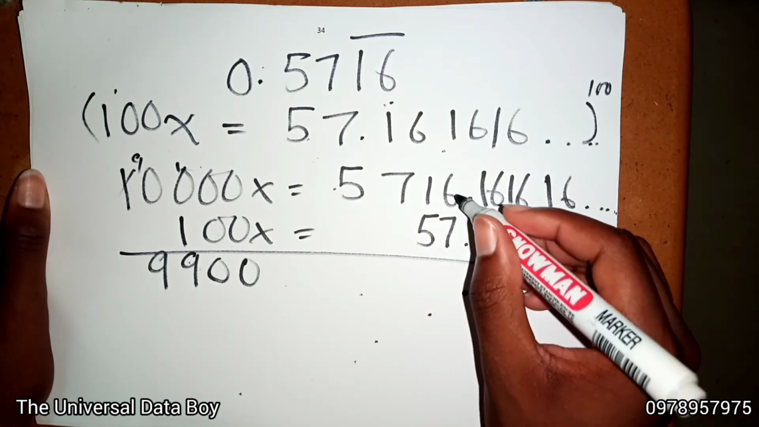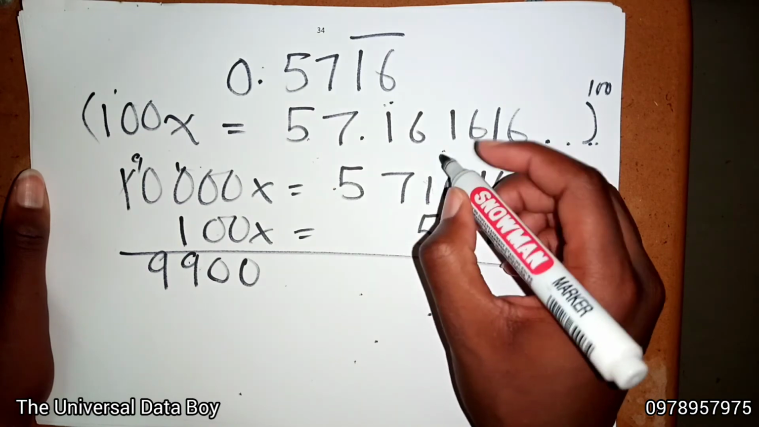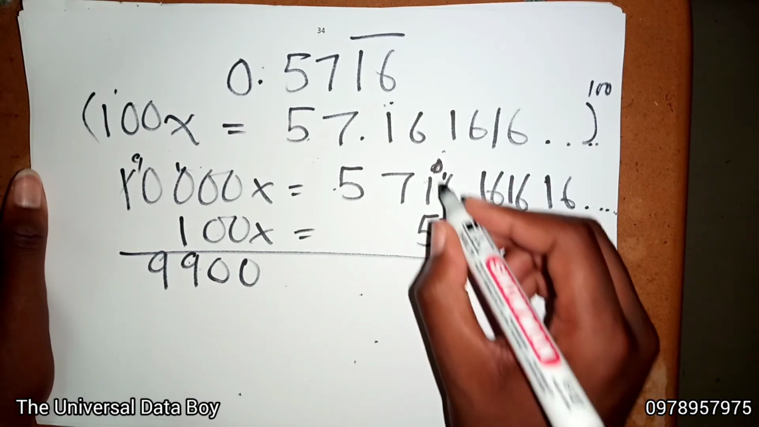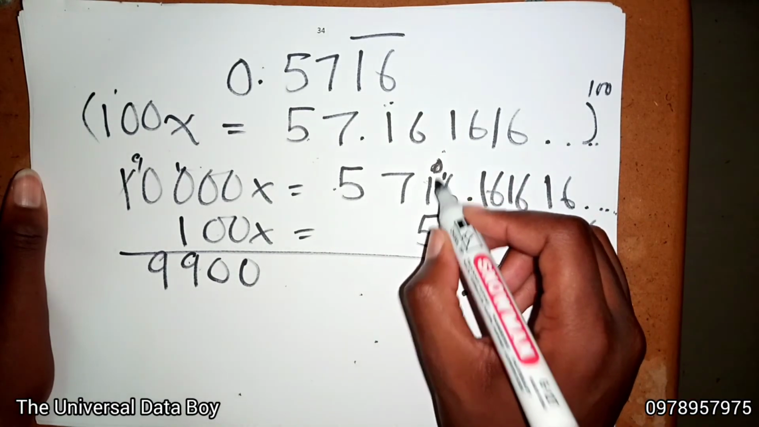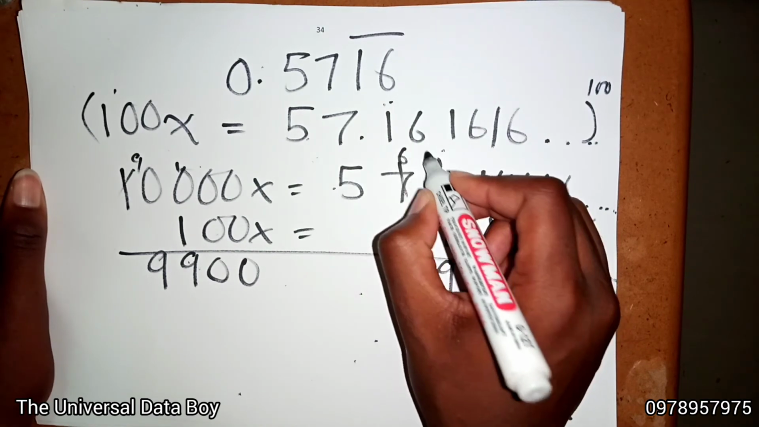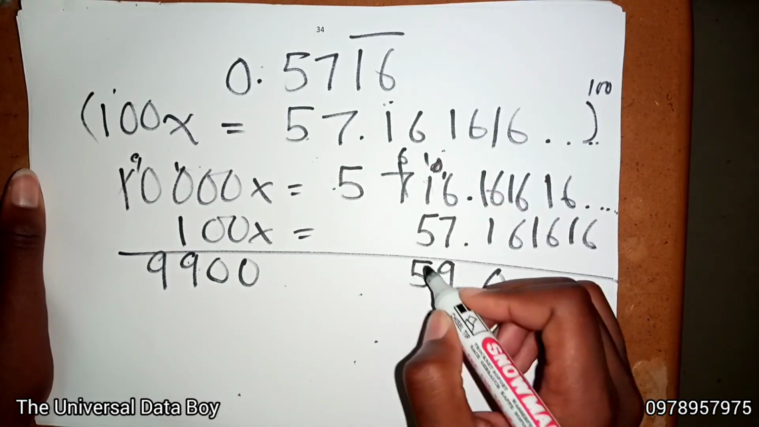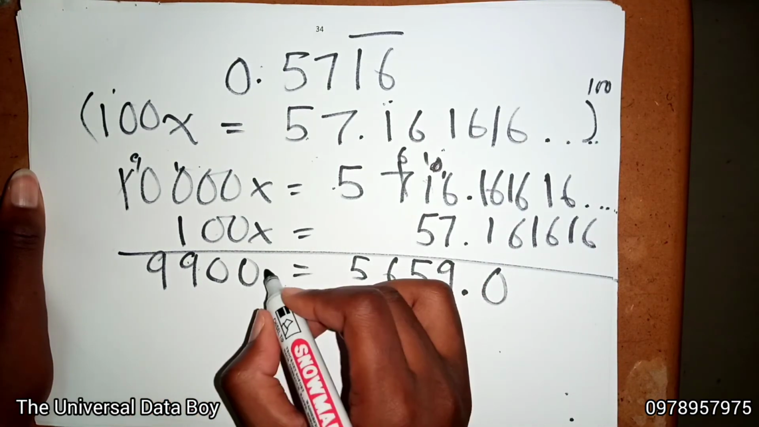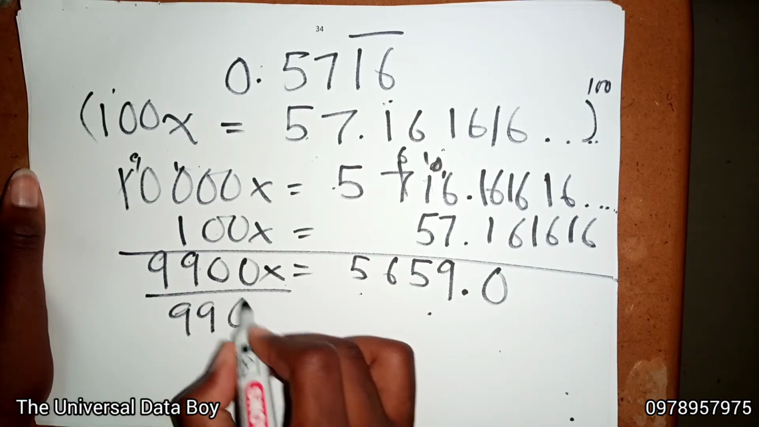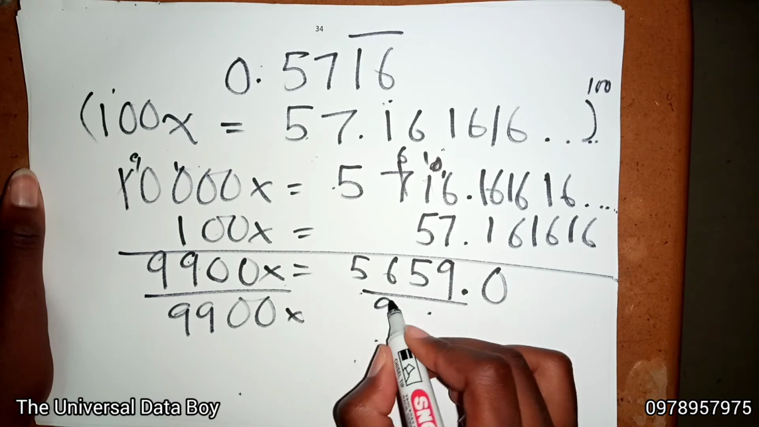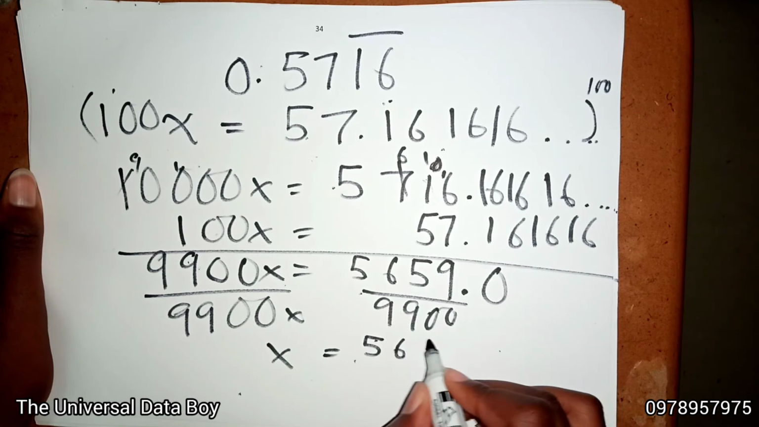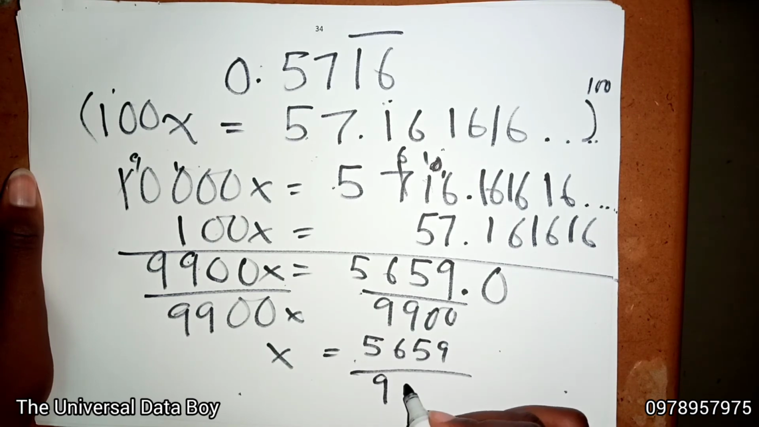Then when we subtract this side, we're going to have this one minus that one, we can't, so we borrow 1 from there, we remain with a 0. That one will be 16 minus 7, that's 9. Here I've got a 0, that's 0 minus 5, it can't, so we get 7 from there, we have 6. 10 minus 5, that's 5. There we have a 6, and there we've got a 5. So this is equal to that. Then you can divide both sides by 9900 to isolate the x. So then our x is equal to 5659 over 9900.